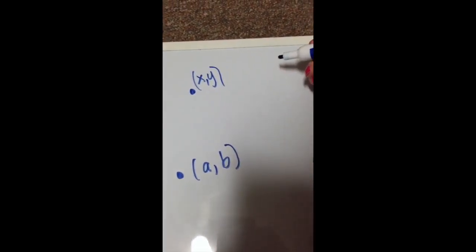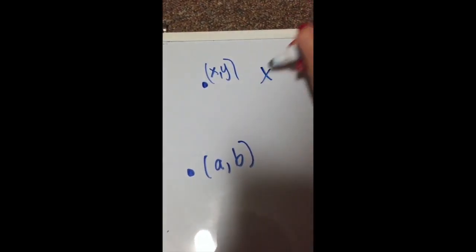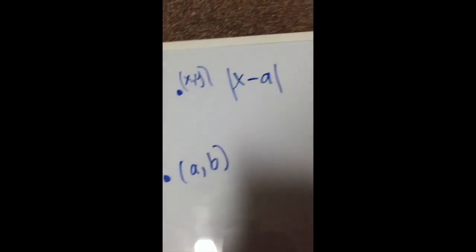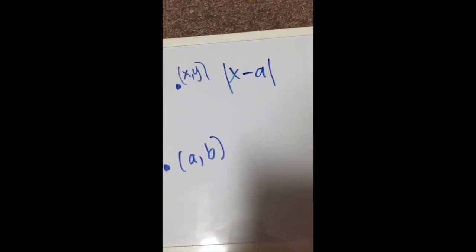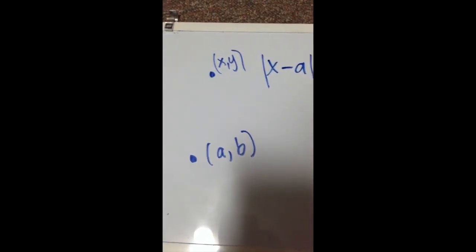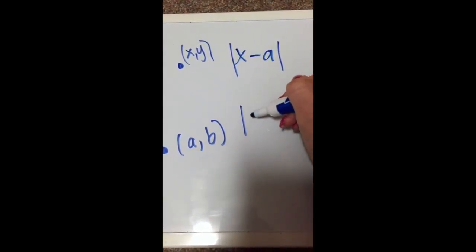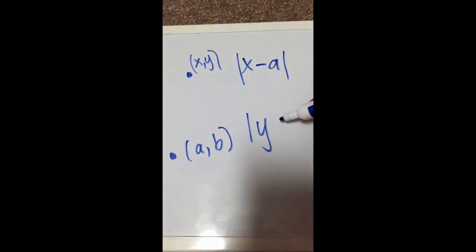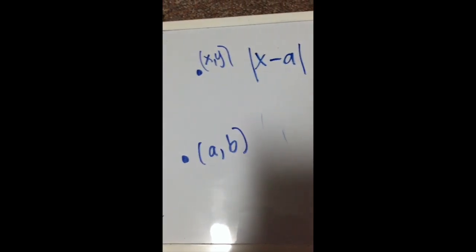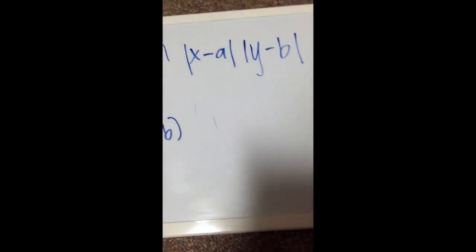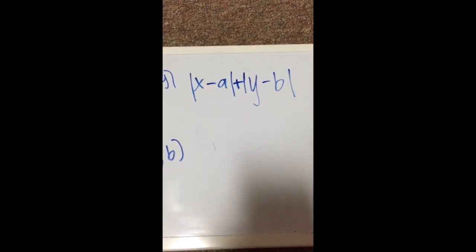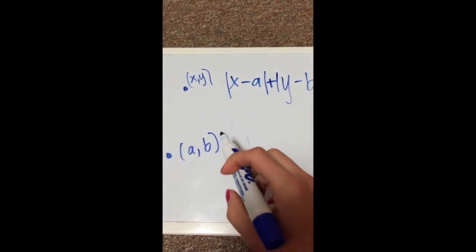So we first need to subtract X from A and find the absolute value of that. We find the absolute value because no distance can be a negative amount. Then we subtract Y from B and find the absolute value of that. We're now going to add these two together to find the total distance between XY and point AB.